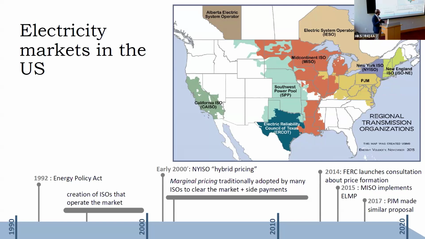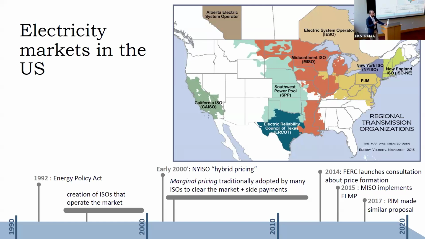Now, the way in which all these different ISOs have managed or are trying to manage this problem that we have seen in the first slide is also heterogeneous between these different regions. And I'm trying to summarize some of the main milestones here on the timeline. So I think it's fair to say that in the early 2000s, marginal pricing was typically adopted by the ISO to clear the market. So this is classic marginal pricing that you know in economics, which works well in convex settings. That's just applied to these non-convex auctions.